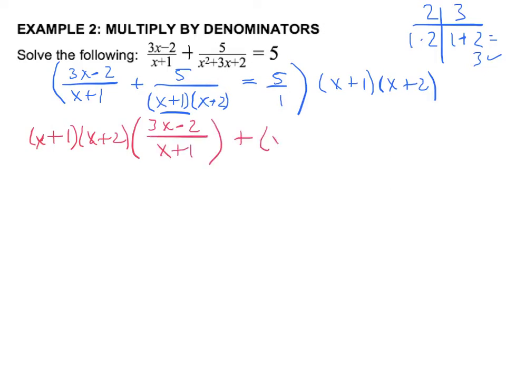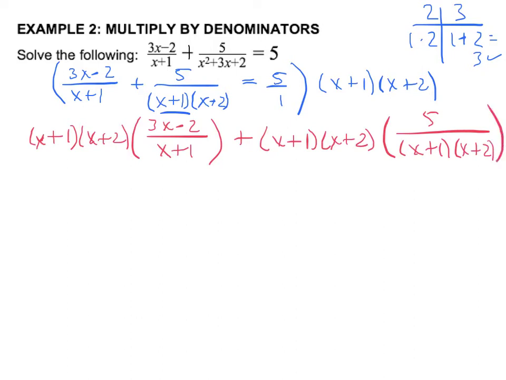And we're also going to multiply it by the second term, which is 5 over x plus 1 times x plus 2. Now we'll get to the right side of our equation in a second. First, let's go ahead and simplify this left side. The right side is very straightforward, so we'll get to that in a second. When we do the multiplication in the first term, the x plus 1's are going to be able to cancel, and we're left with x plus 2 times 3x minus 2.